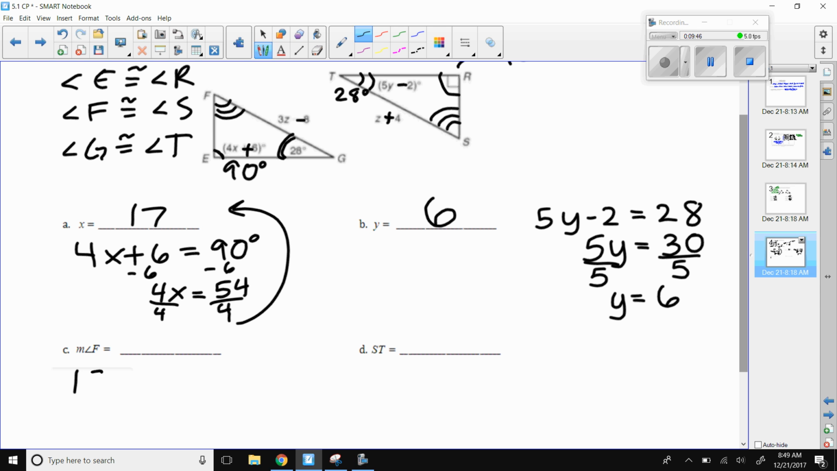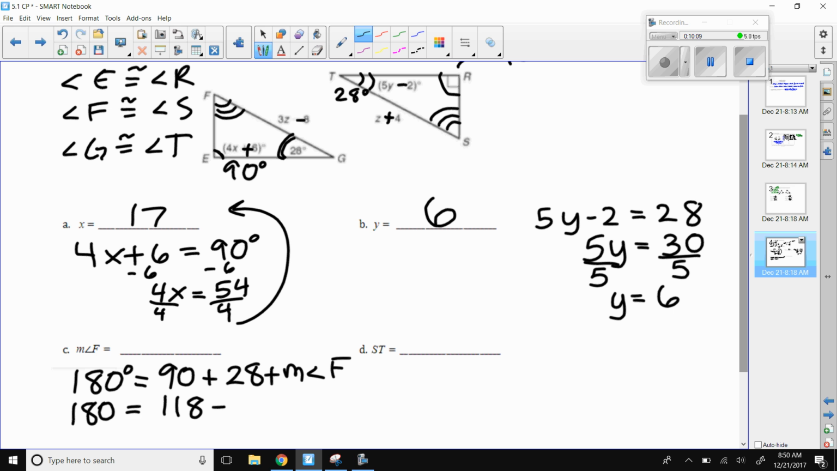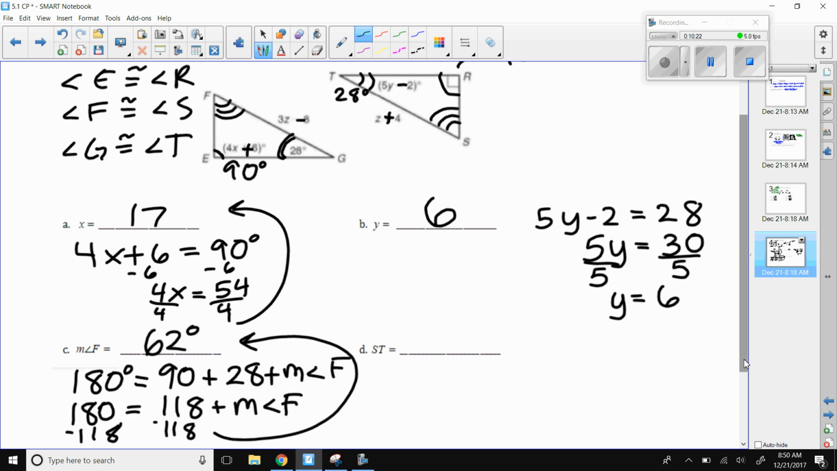All of my angles should add to 180 degrees, so all of them together. So I have 90 for angle E, I have 28 for angle G, and then the measure of angle F is the one I'm looking for. So I should be able to add these together. 180 equals 90 plus 28, which is 118. If I subtract this from both sides, I end up with the measure of angle F equaling 62 degrees.